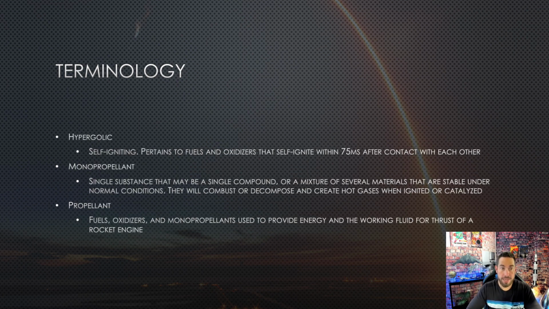Hypergolic, already mentioned, means it's self-igniting. So when you put a propellant and an oxidizer together, as soon as they touch, or at least within 75 milliseconds, it's a major explosion. So hypergolic fuels are awesome for rocket engines, as long as they're reliable and they burn effectively within 75 milliseconds. And we'll talk a little bit about why that could be an issue if they don't.